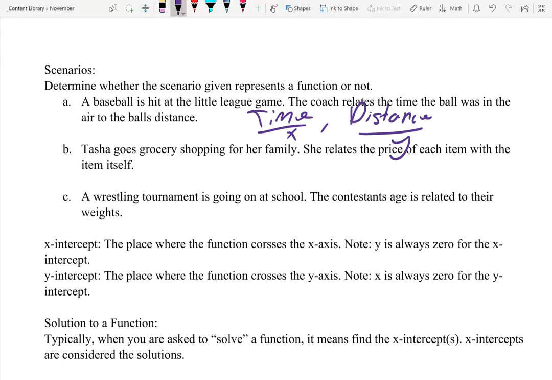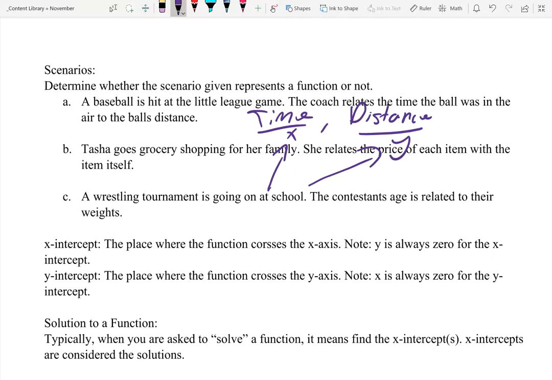So if it's not a function, then at the same x value, it would have different y's. But is it possible, because there's time here, that at any particular time, so like 2 seconds, let's say, it would be at more than one distance? The answer is no, right? To not be a function would say that at 2 seconds, the ball was at 3 feet away and then also 10 feet away.